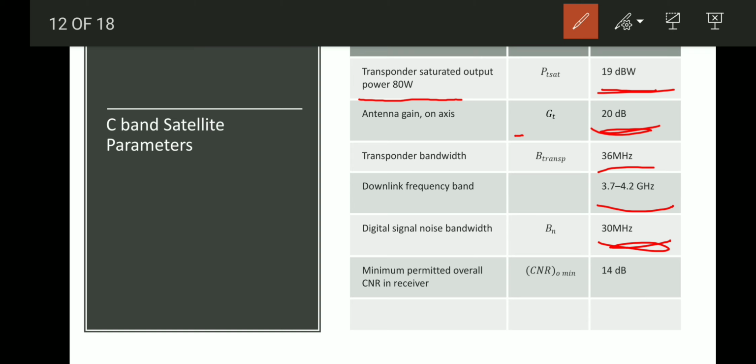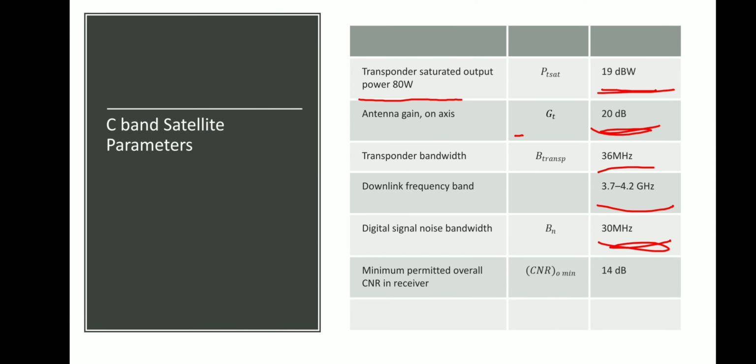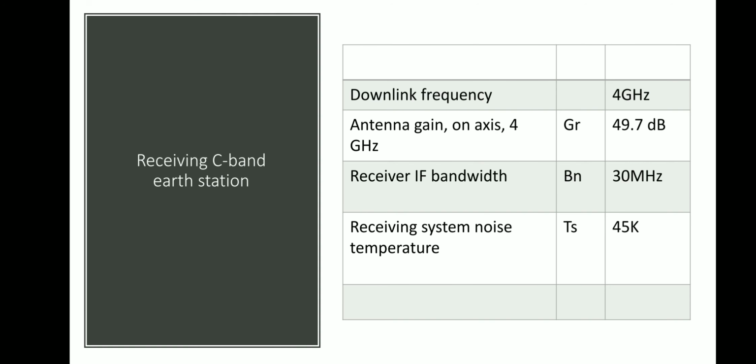Minimum permitted overall CNR in receiver. Here it gives us an idea of what the minimum is. As I said, we have to consider the minimum permitted CNR, because that will lead us to whether the signal is getting received or whether it is in outage. So with this, we will go ahead with the receiving C-band earth station. Once we have the details of the satellite, we'll talk about this C-band earth station.